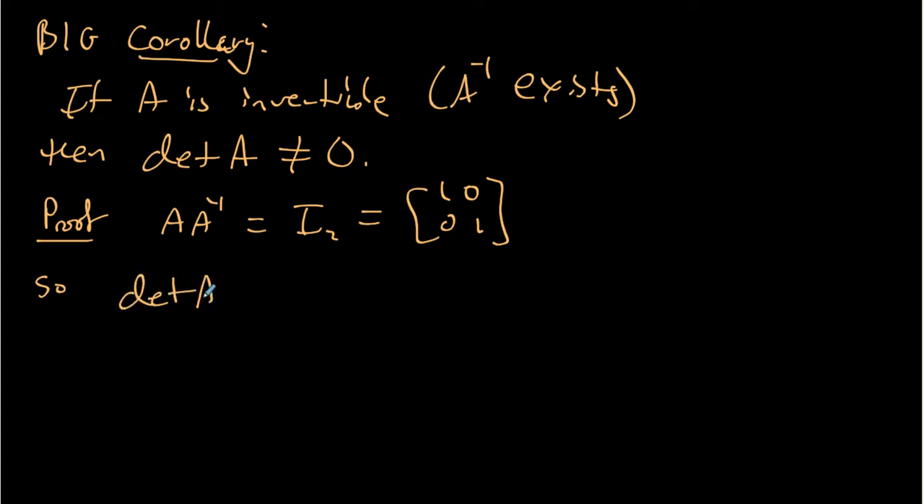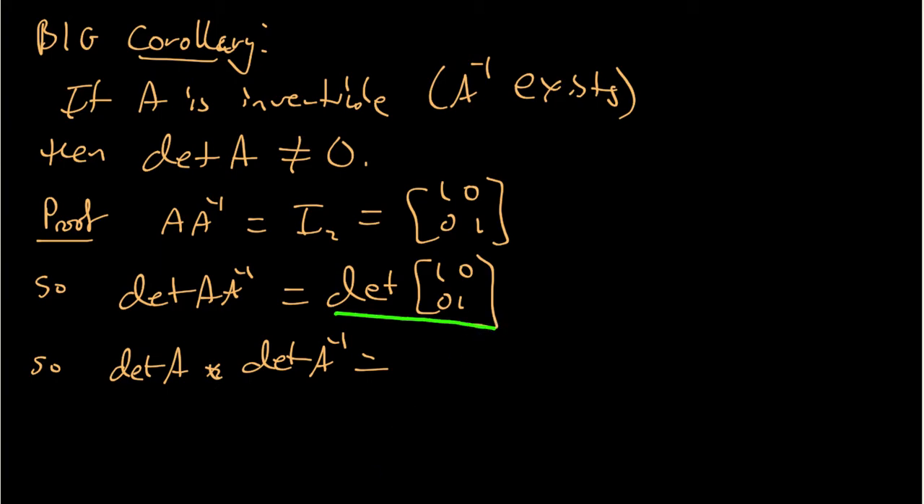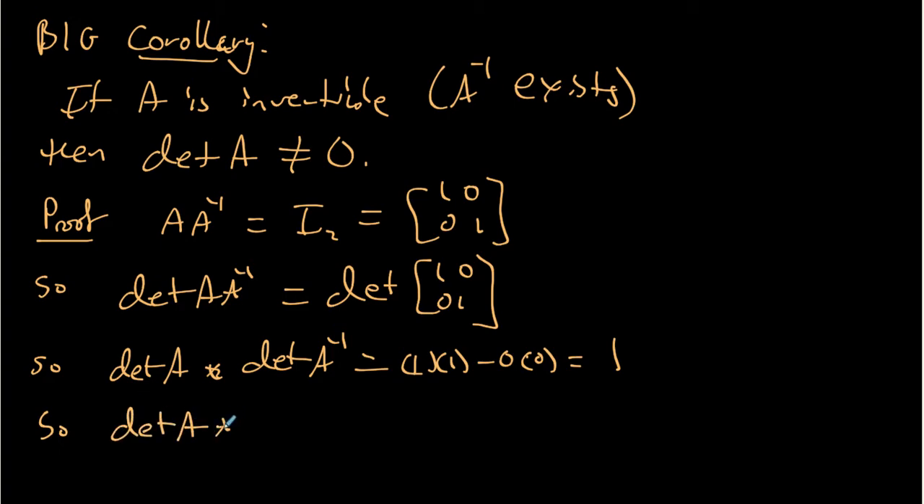So the determinant of A times A inverse has to equal the determinant of this guy. And using our corollary, this side can be broken up to be the determinant of A times the determinant of A inverse, and the other side, we can compute that determinant explicitly. That determinant is 1 times 1 minus 0 times 0. In other words, that's equal to 1. So we've now got the determinant of A times the determinant of A inverse is equal to 1.